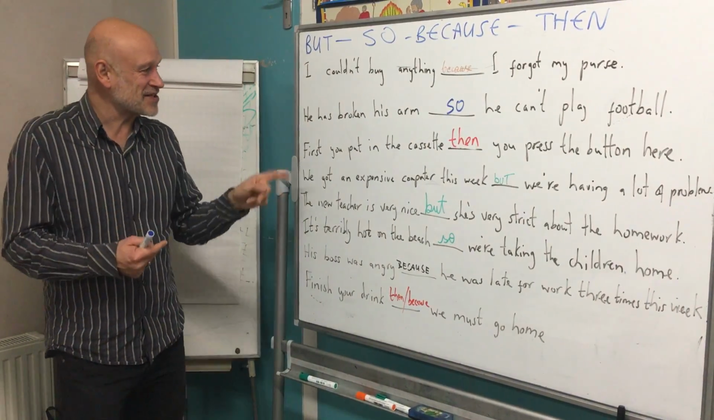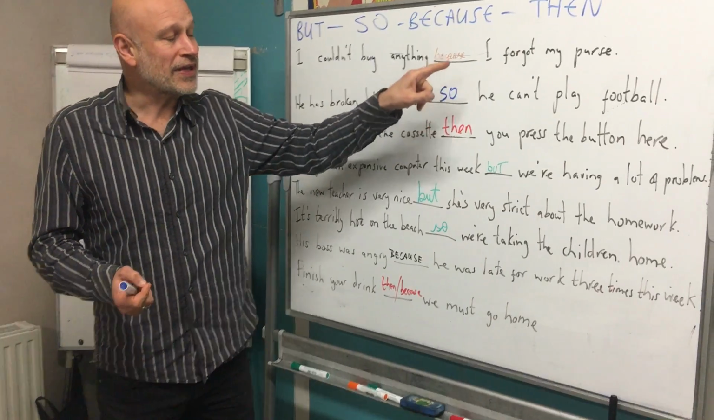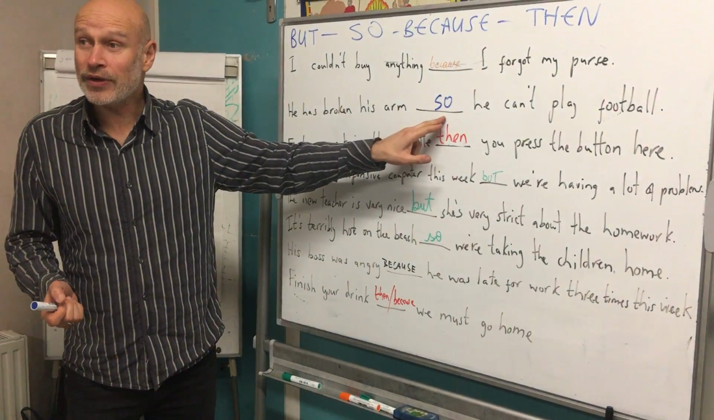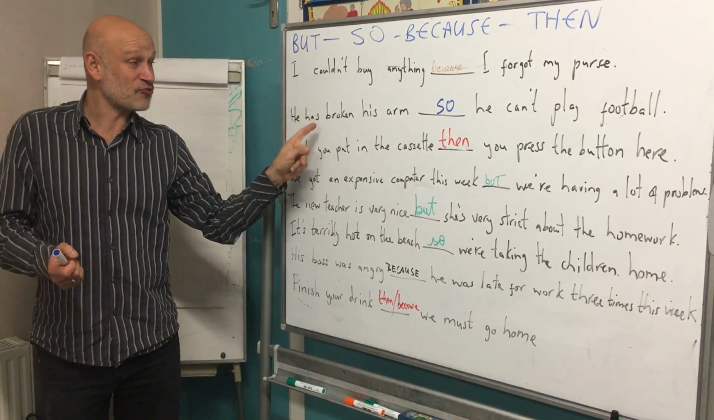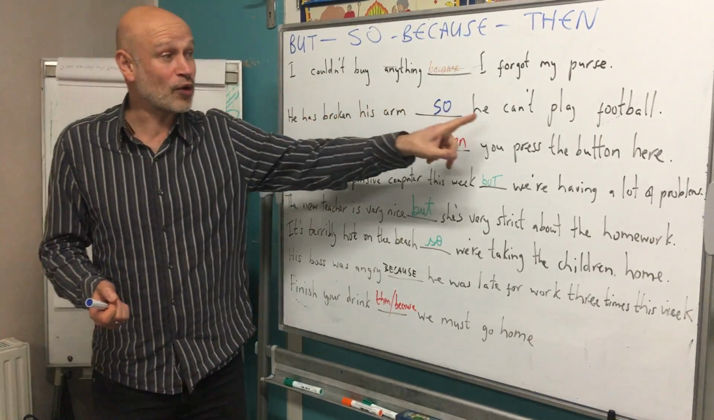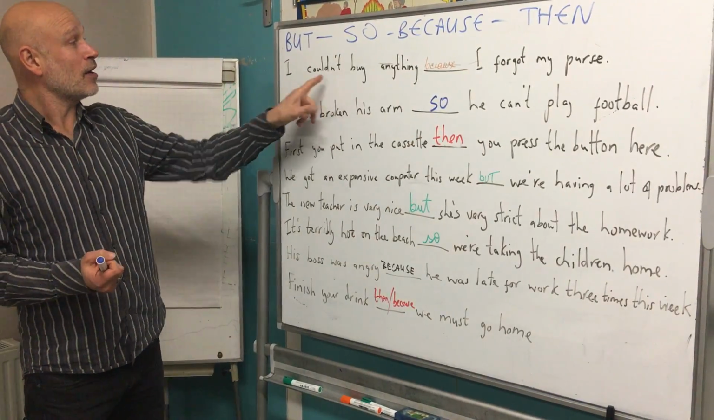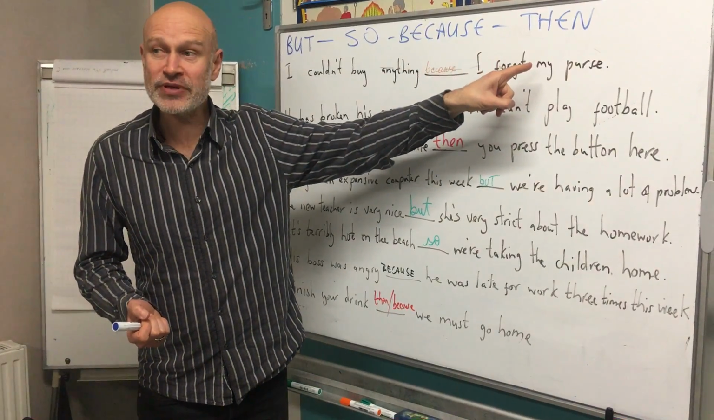But let's look at this. He has broken his arm, so he can't play football. We use so if the reason is first. The reason, and then what he can or cannot do. Here, this is what you can or cannot do, and here is the reason.